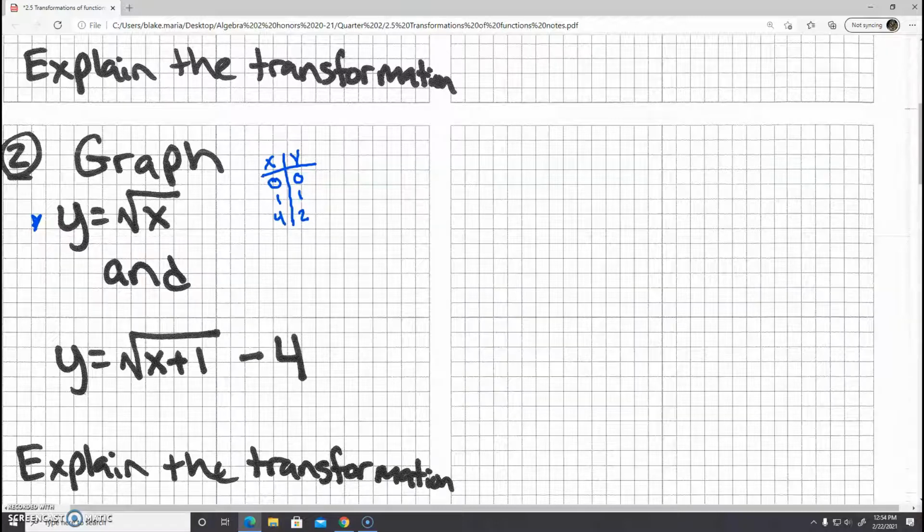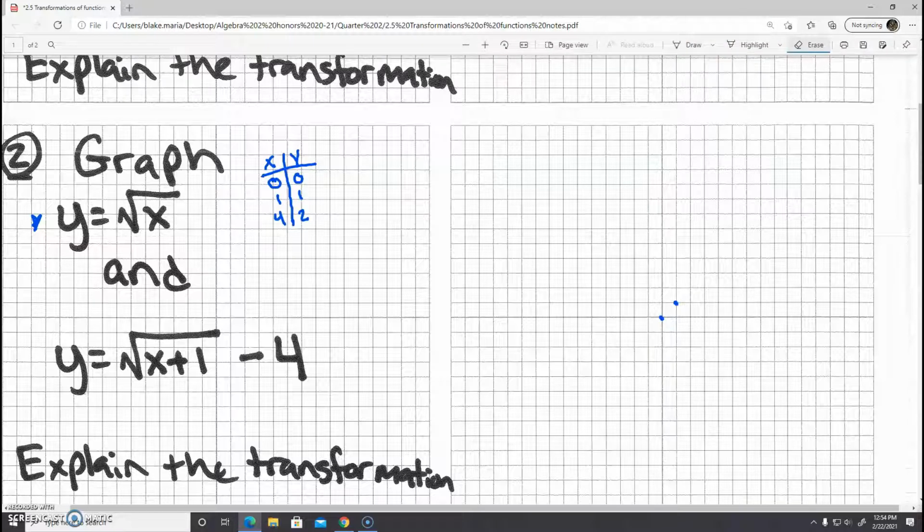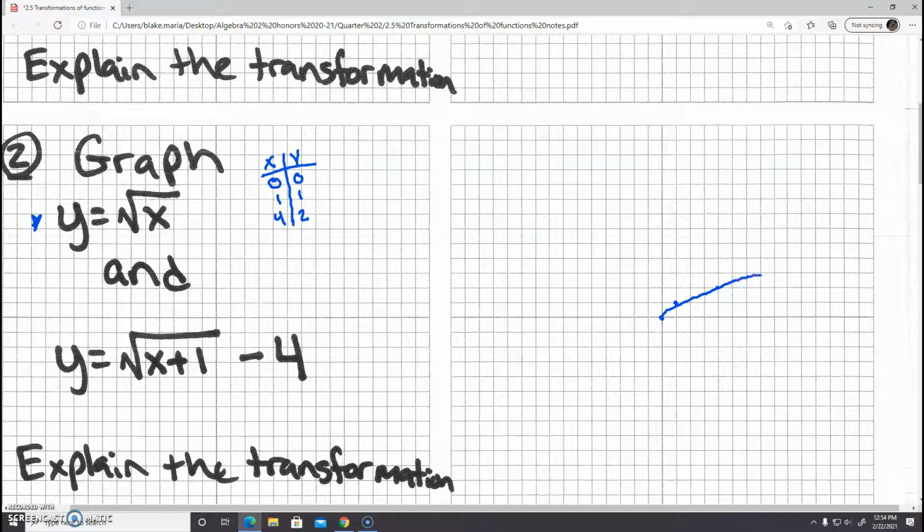All right, so let's go ahead and graph that parent function. So 0, 0, 1, 1, 2, 1, 2, 3, 4. Just kidding. I totally read that backwards. 1, 2, 3, 4, 1, 2. There we go. 4, 2. And you'll notice it's like half a parabola, right? It's half that parabola, but only going the positive direction. We don't have any negative here. All right, so that's our parent function.